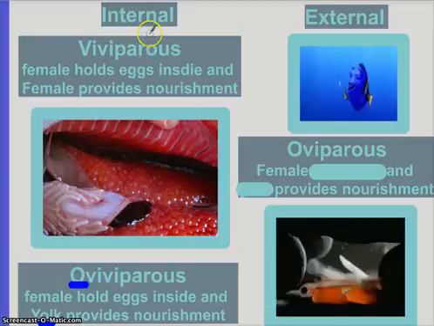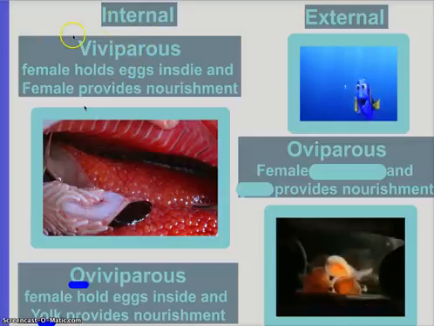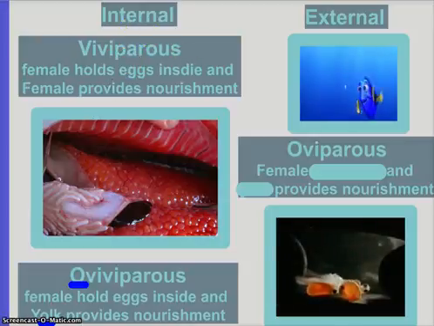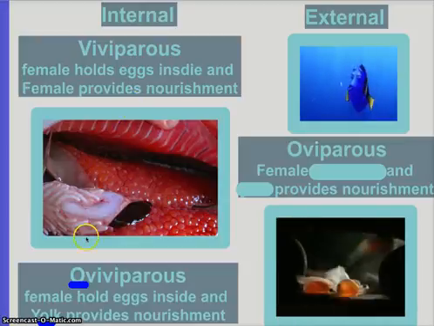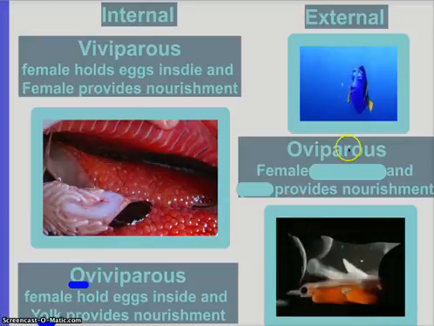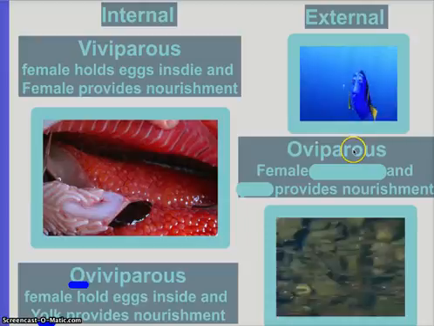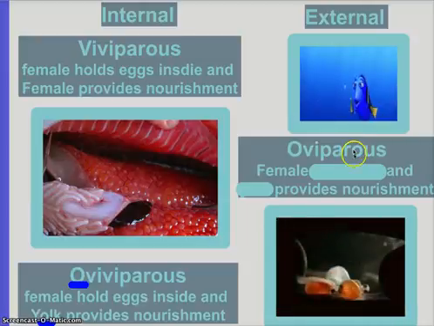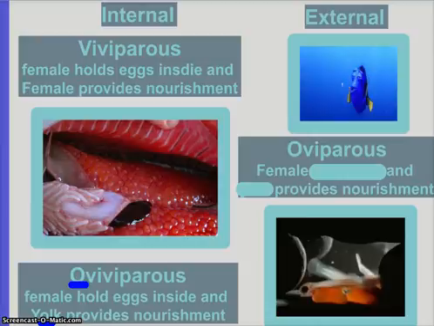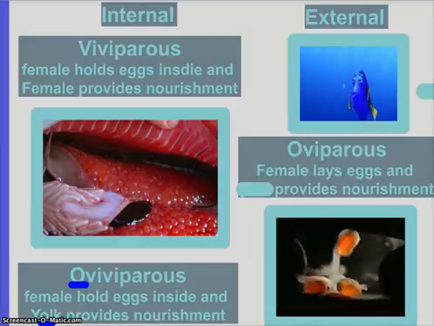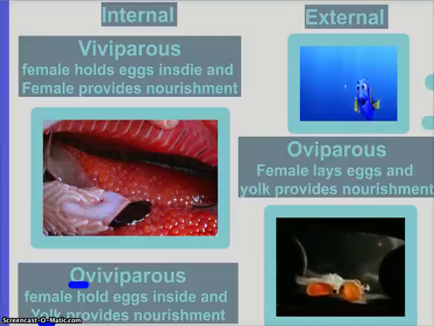And remember that internal has the longer words. External has the shorter word. Okay, if you count the letters, you'll see. And O for yolk. So what does that tell us about oviparous? It's external. So the female lays the eggs, and then the yolk provides the nourishment.